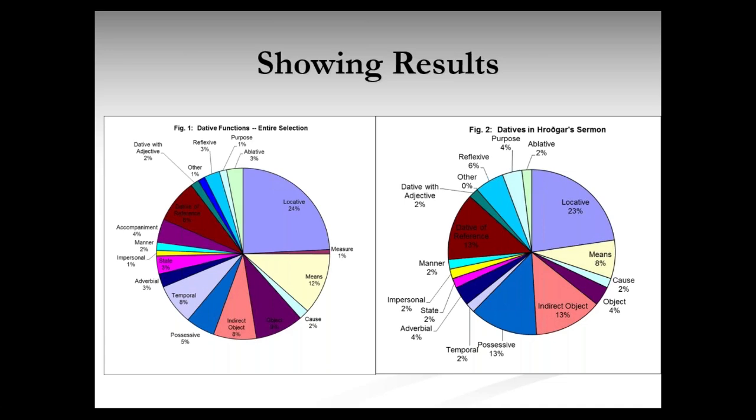Now, this by itself is not really telling us a lot, because the entire selection, you have to keep in mind, is going to wind up coming to an average. It's going to include passages that use the datives very far in one direction and passages that use them very far in another direction. But it is interesting to be able to see that there are differences. There are times when one use sees a lot more in a given passage than in another one.